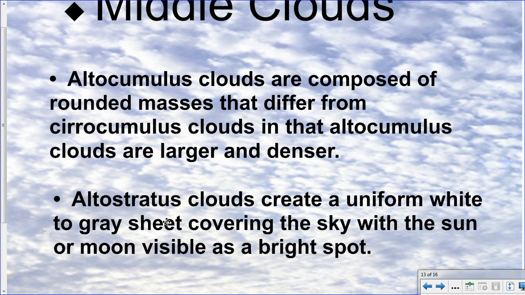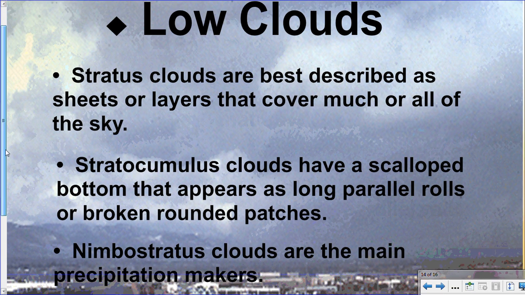Altostratus are going to be a middle level stratus cloud. They do the same thing as the cirrostratus: still a nice sheet-like cloud, without this little separation in here. Usually thin. And then we get our low-level clouds.